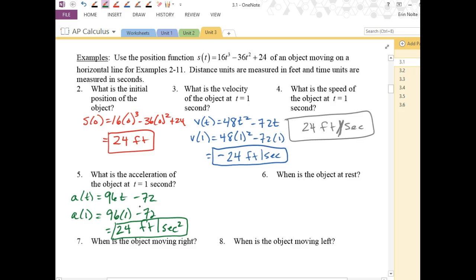Maybe. We can't necessarily assume that. That's likely. When the velocity is 0. So when he's not moving, we're talking about a velocity of 0. Does that make sense? When the object is at rest, it has a velocity of 0. So all I'm going to do is take the velocity function and set it equal to 0.